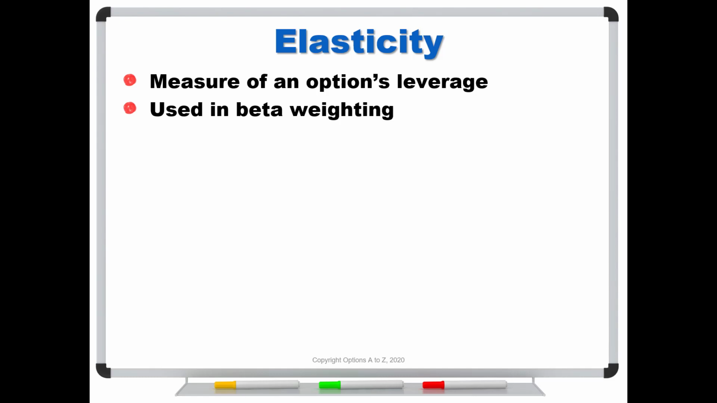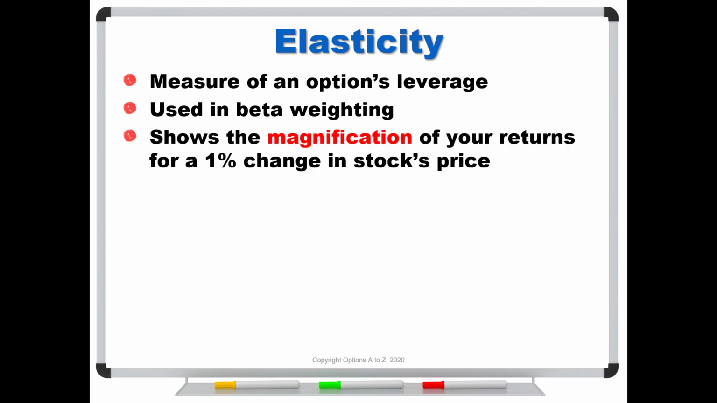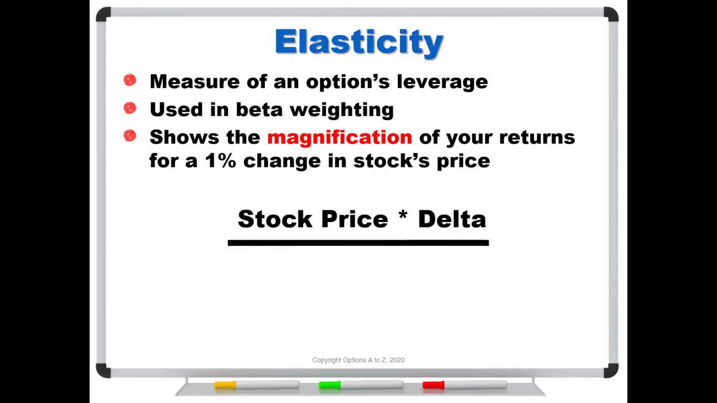So what the elasticity does is show the magnification of your returns for a 1% change in the stock's price. The formula is the stock price times the delta, and we're going to divide that by the option's price. Notice that the calculations are very similar. We've got stock price here in the numerator divided by the option's price. That was the gearing. We're just making a small change: we multiply our stock's price times the delta. What we're really doing is saying, equivalently, how many shares are we controlling?